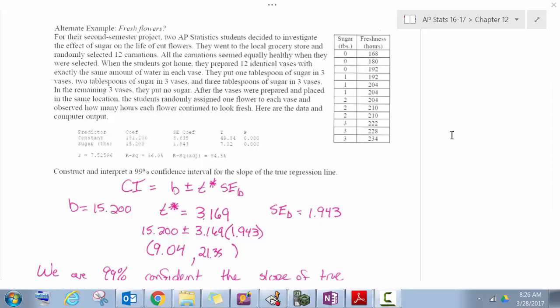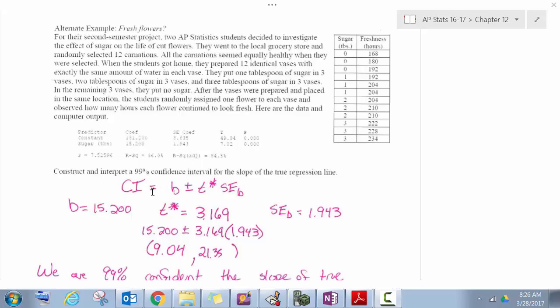So let's finish up 12.1 with our significance test, but first let's do a confidence interval problem just for review. Two AP students decide they want to investigate the effect of sugar on the life of cut flowers. They put tablespoons of sugar in 3 vases and try to see the freshness in hours of carnations.